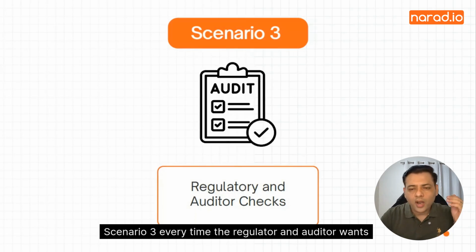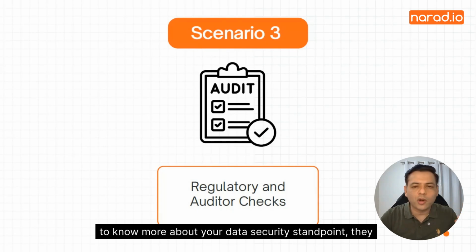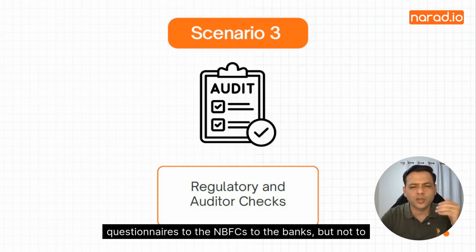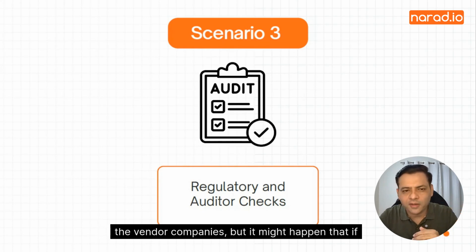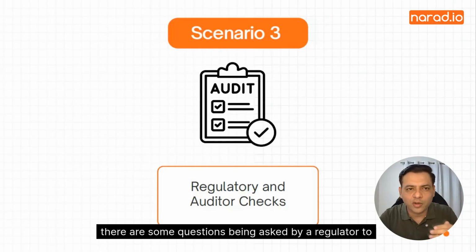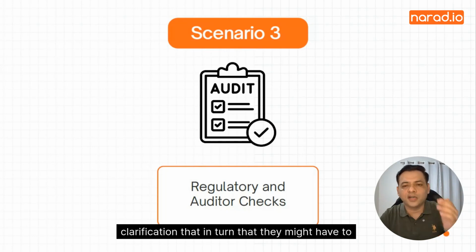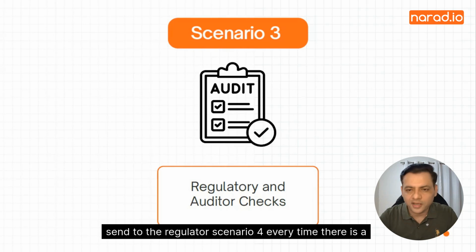Scenario 3: every time the regulator and auditor want to know more about your data security standpoint, they will send it to you. But in most cases, the regulator only sends InfoSec questionnaires to the NBFCs and the banks, but not to the vendor companies. But it might happen that if some questions are asked by a regulator to the banks, the bank might go to their vendors if they need some clarifications, which in turn they might have to send to the regulator.